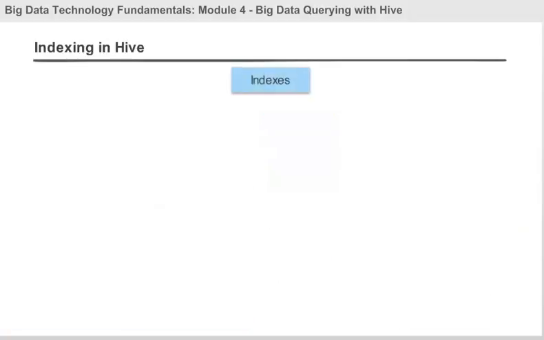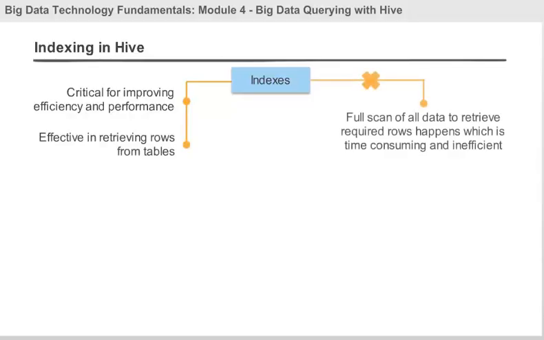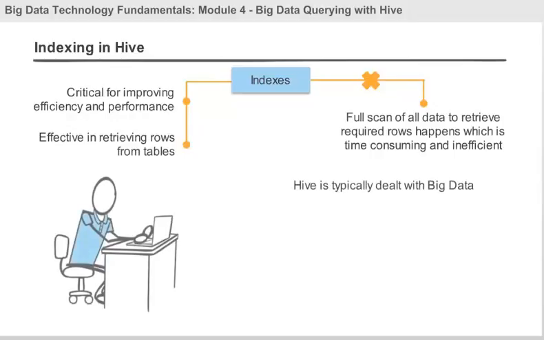In the world of SQL Server, indexes are critical for improving efficiency and performance. They are effective in retrieving rows from tables. If there is no index, a full scan of all the data is needed to retrieve the required rows. This is time-consuming and inefficient. With Hive, we are typically dealing with big data, and doing a full scan on huge volumes of data will degrade performance drastically. So indexing is especially critical in Hive.